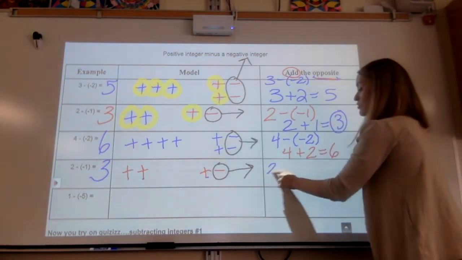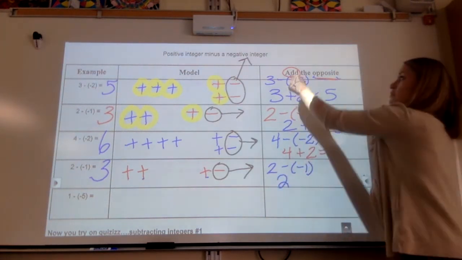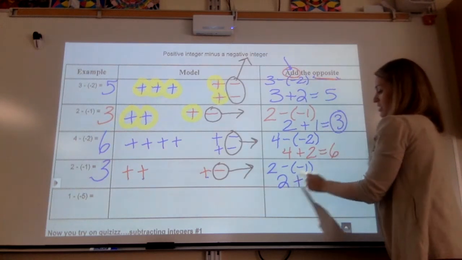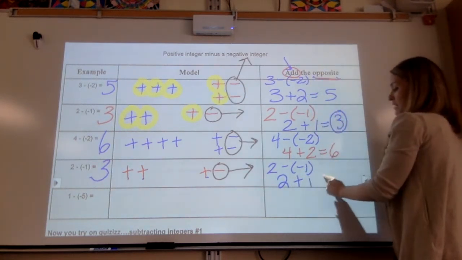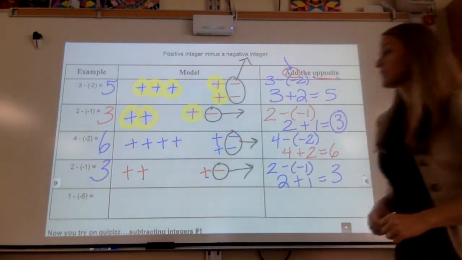And I've got 2 take away a negative 1, keep the 2. Remember, change subtraction to what? Addition. Change my negative 1 to the opposite of positive 1. 2 plus 1 is 3. That's what we got when we did our model.